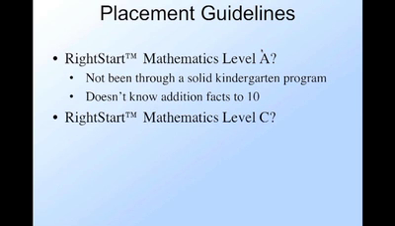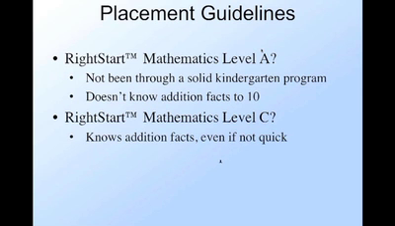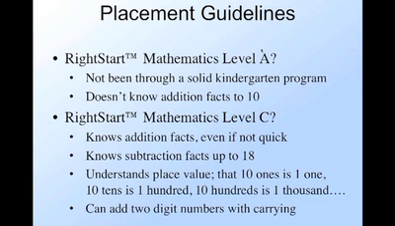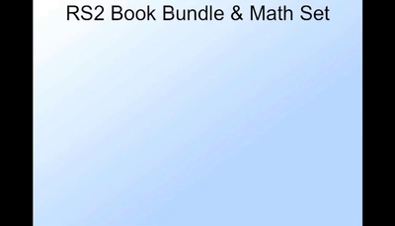Who should go into Level C? In other words, skipping this level and going on. That would be the children who know their addition facts, even if they're not quick, but as long as they know them. They know their subtraction facts up to 18. They understand place value, and they can add two-digit numbers with carrying. The children that know this need to go on to Level C. All right, so we've got your children placed.